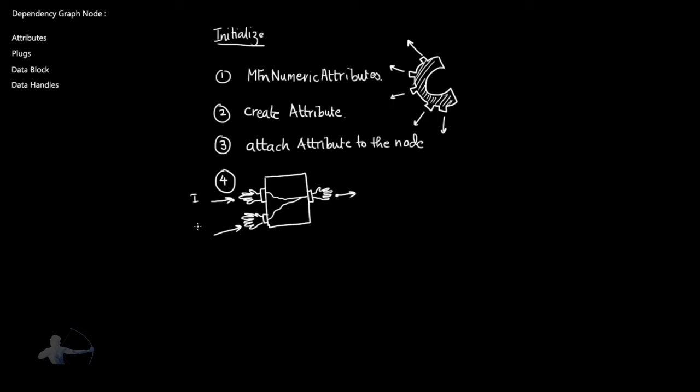So this is input, input, and output. So in the fourth step, we would design circuitry. So at this point, we understand the basics of designing a dependency graph node. And now we would go in Maya and start creating the dependency graph node and writing some code. So let's go to Maya and start writing.